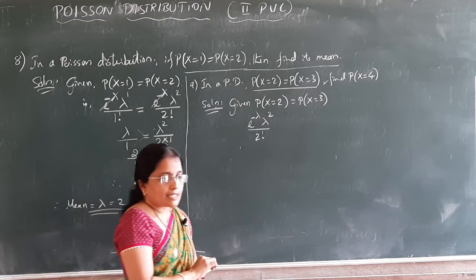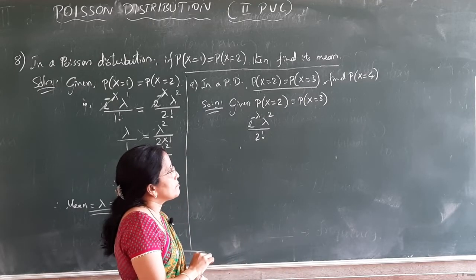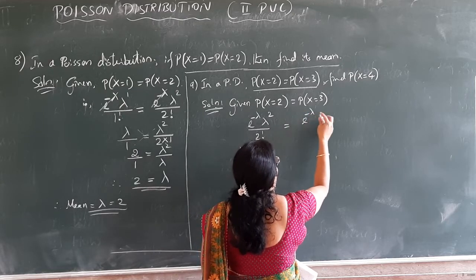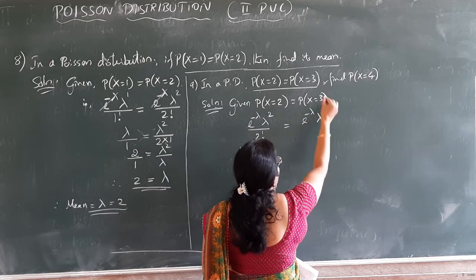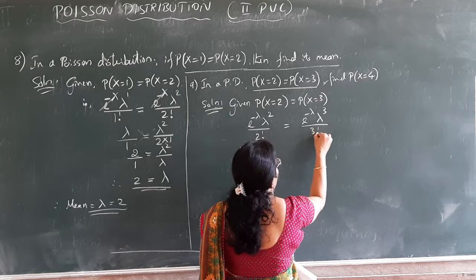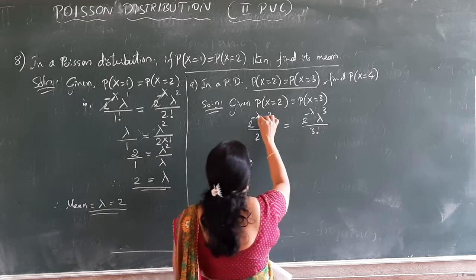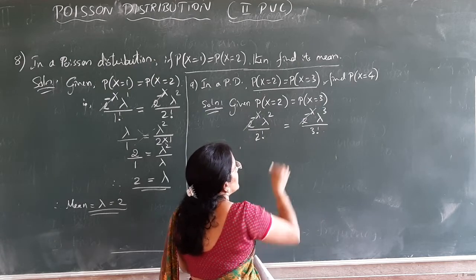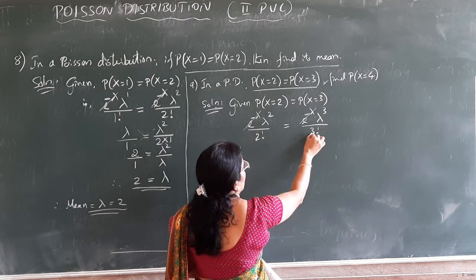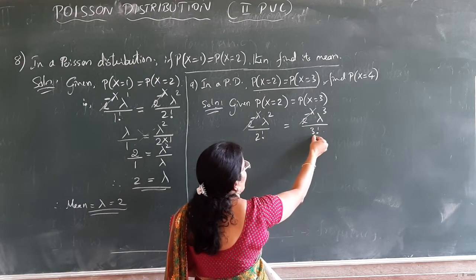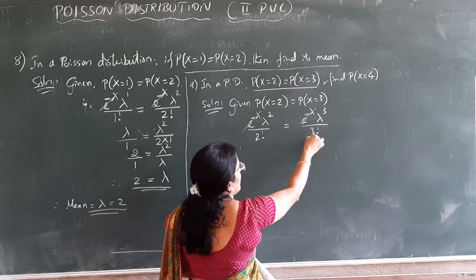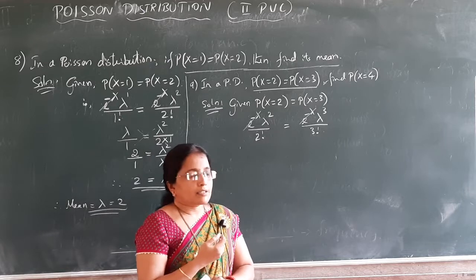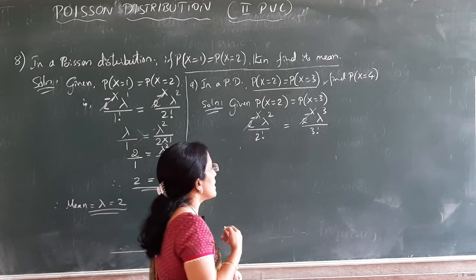e power minus lambda, lambda power 2 divided by 2 factorial is equal to e power minus lambda, lambda power 3 divided by 3 factorial. Now just to simplify, e power minus lambda gets cancelled. Next, remaining factors cross multiply. Bring this 3 factorial here and lambda square here, so that we can have lambda on one side and the known values on another side.